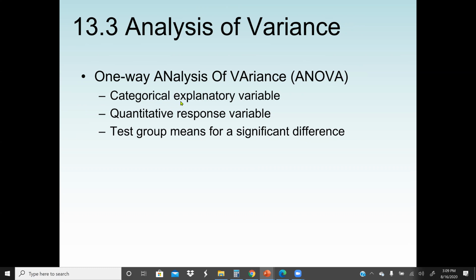So we have to have our explanatory variable. Sometimes we use the term independent variable, which will be the categorical or input variable. Then the output, or dependent variable, which is the response variable, will be quantitative.